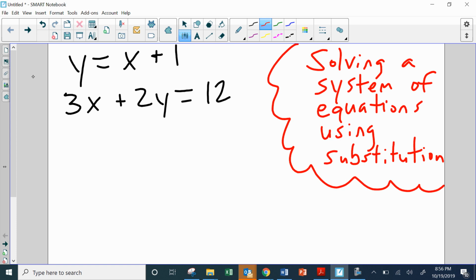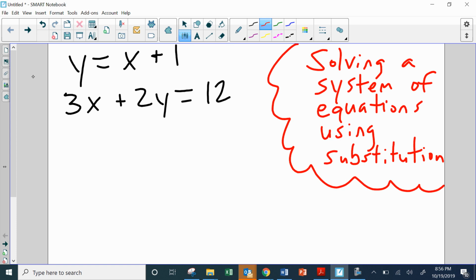So for example, you see I have two equations here. That's a system of equations. It means we have multiple equations that are making up one answer. Or maybe it could be more than one. I guess if one line lies exactly on top of the other line, we have an infinite number of solutions.